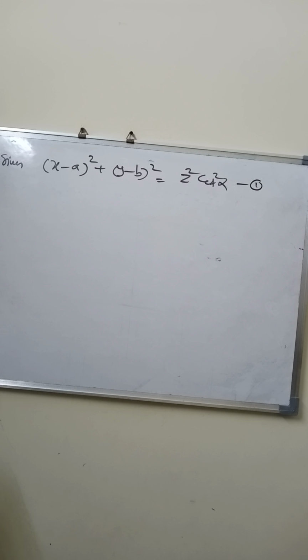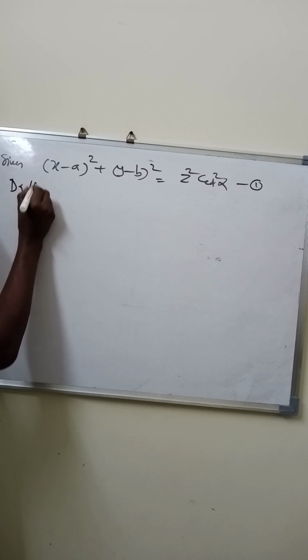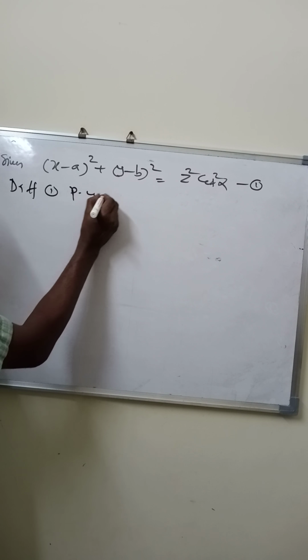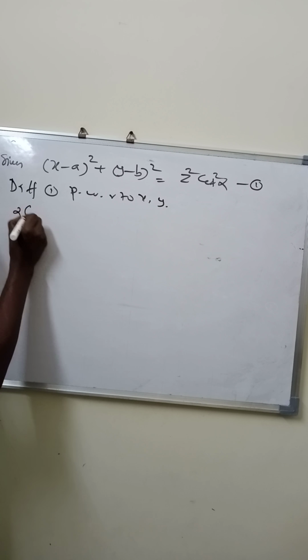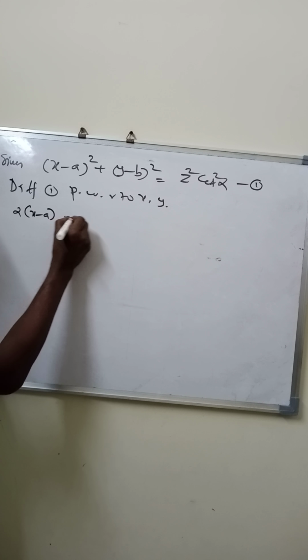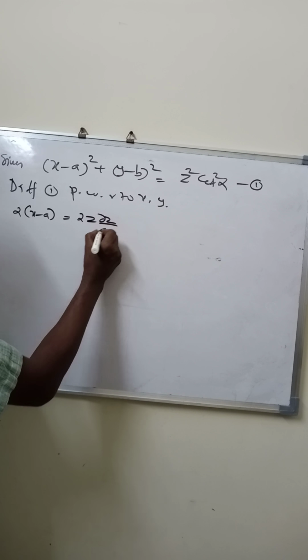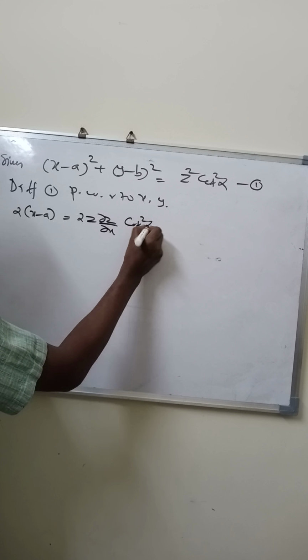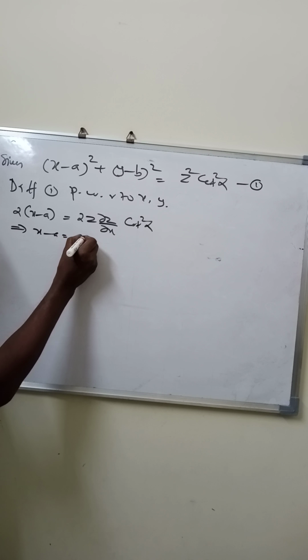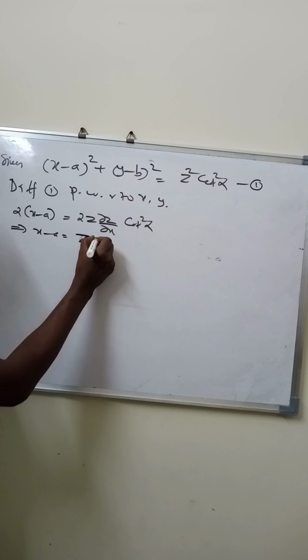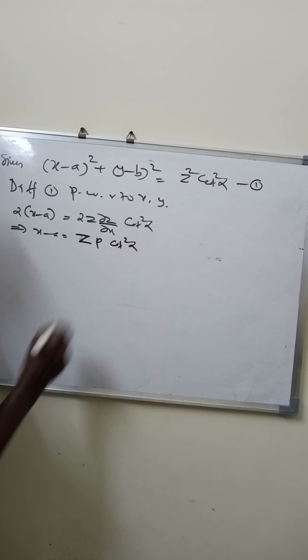The number of arbitrary constants is 2, the number of independent variables is 2, they are the same. That means the process of elimination will give us a first order partial differential equation. Differentiate 1 partially with respect to x and y. What will we get? 2 into x minus a equals 2z ∂z/∂x cot square alpha. That implies we can write x minus a as z into ∂z/∂x, that is zp cot square alpha.